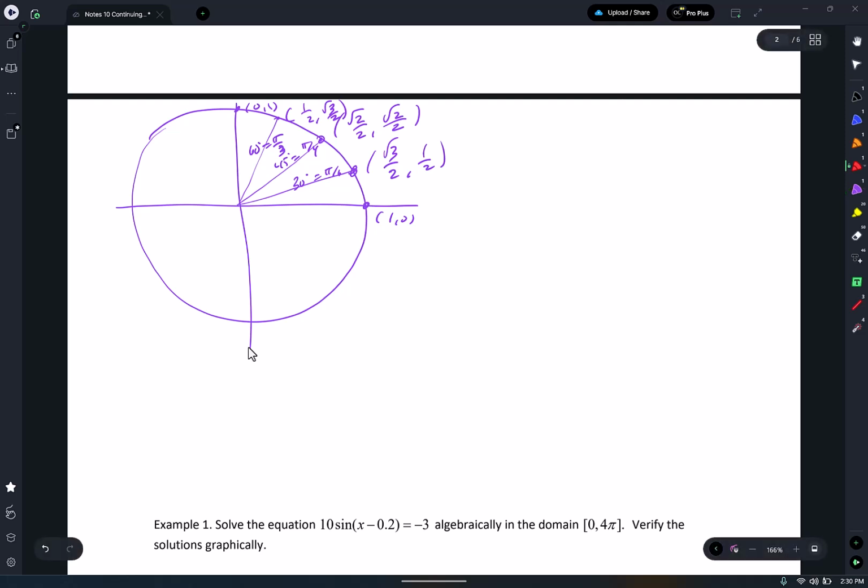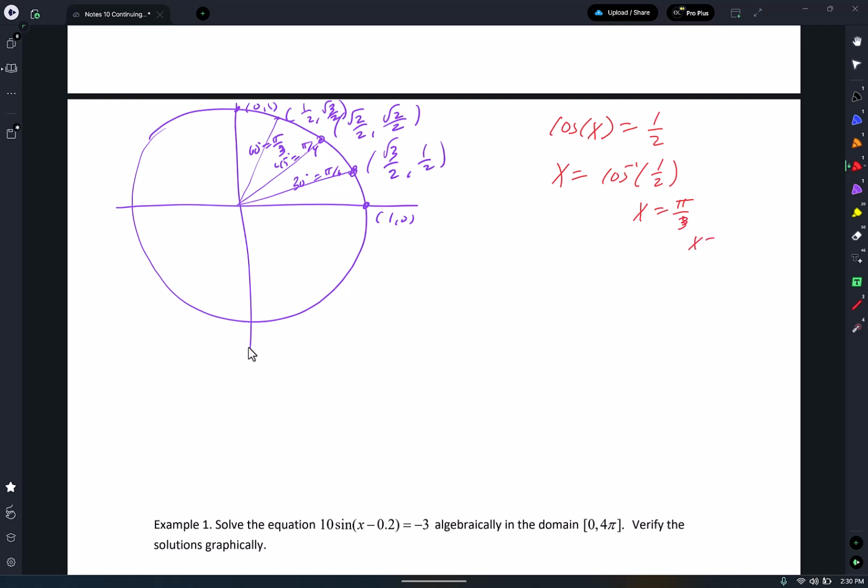And have I told you cosine x equals a half, because that's what we've been doing lately? How do I get x by itself? By doing the inverse, right? X equals arc cosine of a half. And if it's something like that, well, we know that one answer is pi over 3, and the other answer, if I'm only looking between 0 and 2 pi, is 5 pi over 3, right?